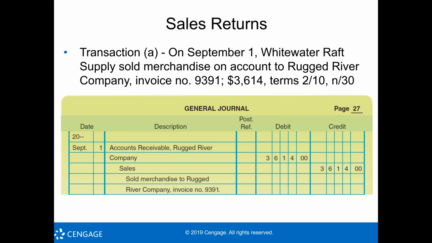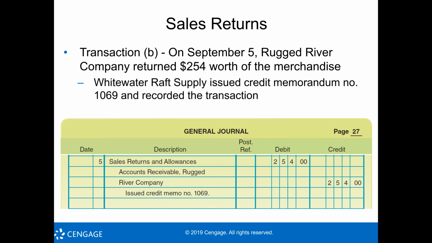Okay, sales return. So on September 1, Whitewater Raft Supply sold merchandise on account to Rugged River Company, invoice 9391, 3,614. Terms 2/10 n/30. Again, we've seen this entry before. Debit to accounts receivable, credit to sales revenue, right? Now they're returning some merchandise.